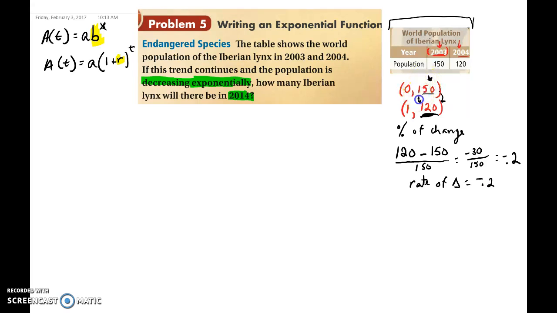If you would have done 150 minus 120 divided by 150, as long as you see that this is a decrease when we go from 150 to 120, you would have gotten a positive 0.2, but since it's a decrease, you know you'd have to subtract it out. So that means our r we solved for already.